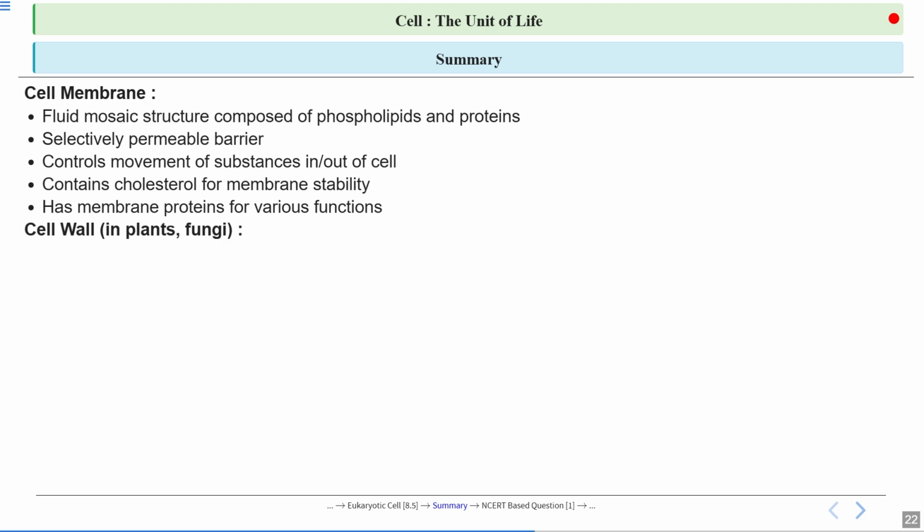Cell wall in plants and fungi. The cell wall is only present in plants and fungi, not in the animal cell. The cell wall is also present in bacteria as well.